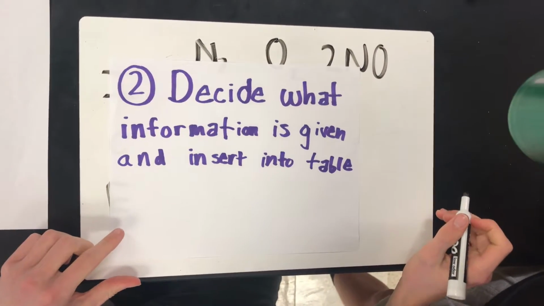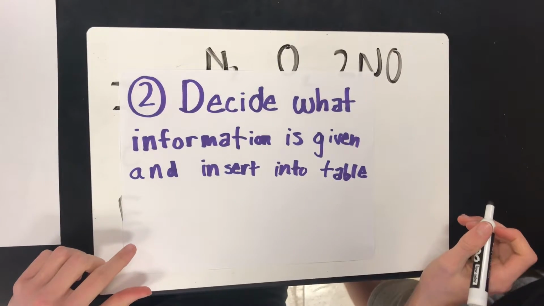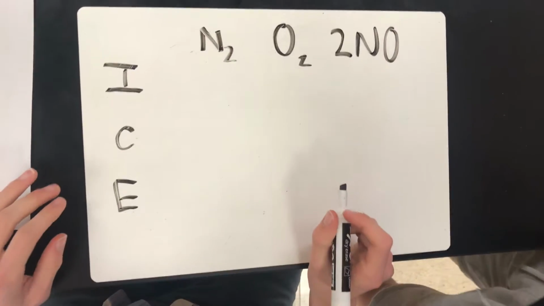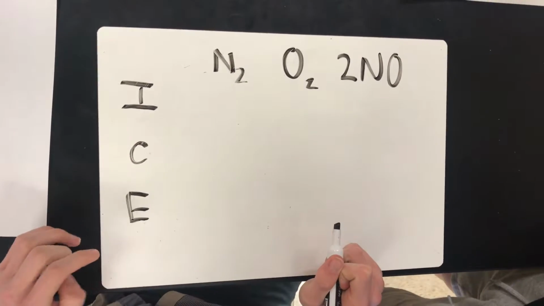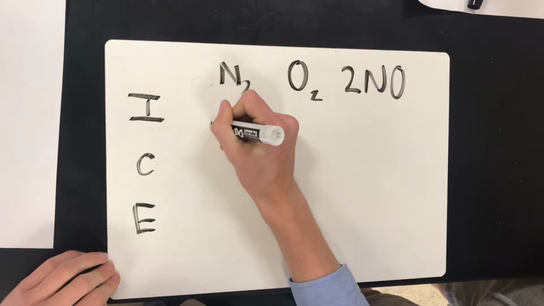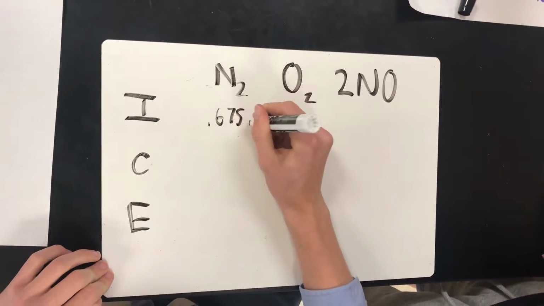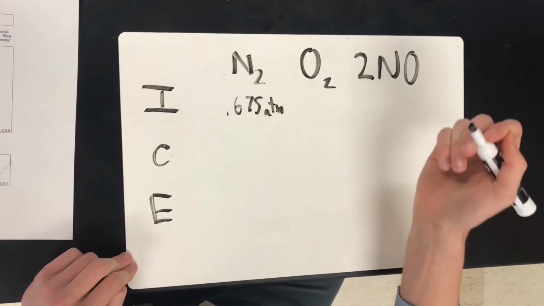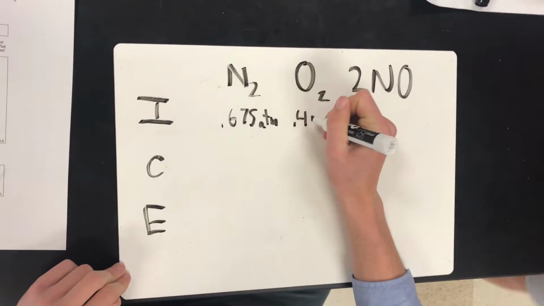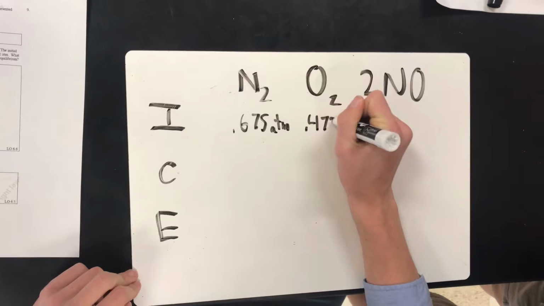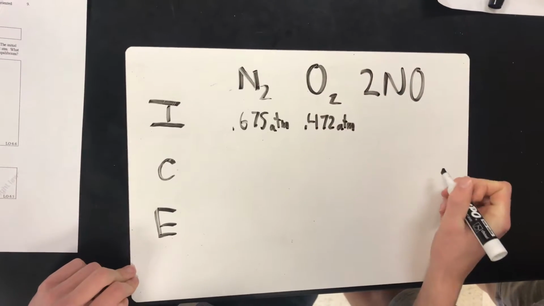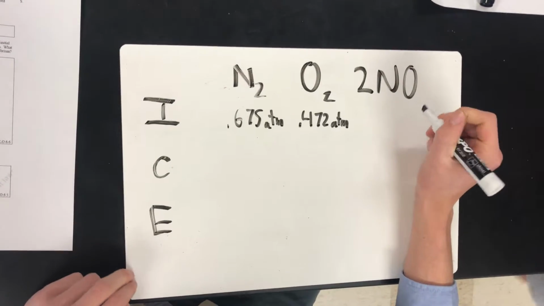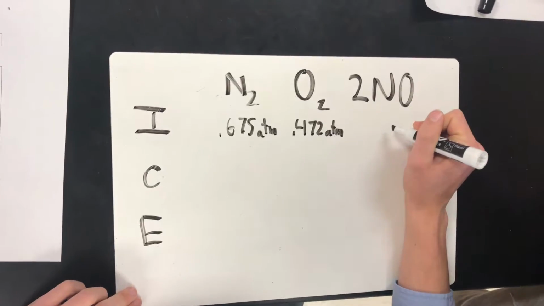Step 2, decide what information is given and insert into table. Now from the problem, we know that the initial partial pressure of nitrogen is 0.675 atm. We also know that the initial partial pressure of oxygen is 0.472 atm. Since there were only reactants in the container, we also know that the initial partial pressure of NO is 0.